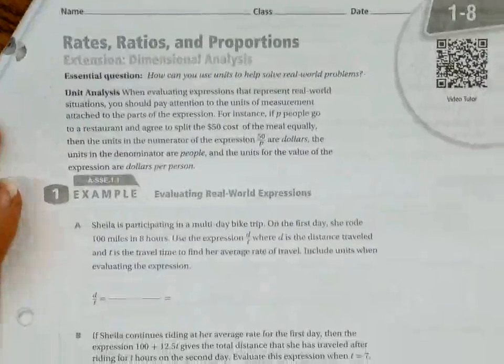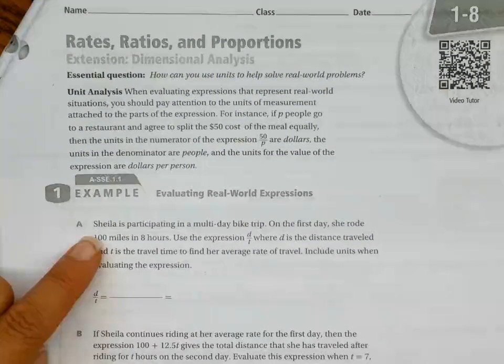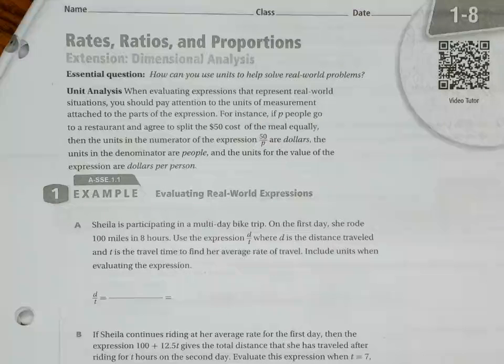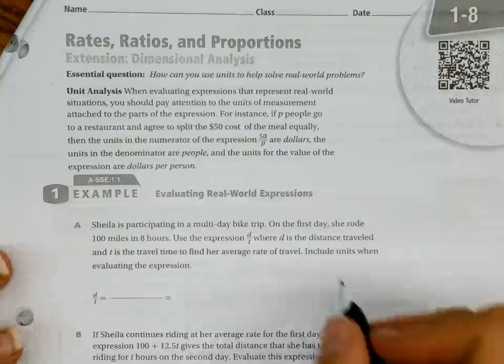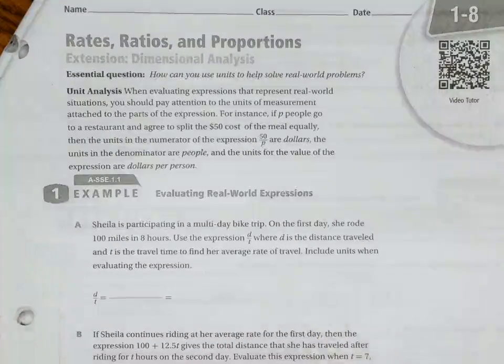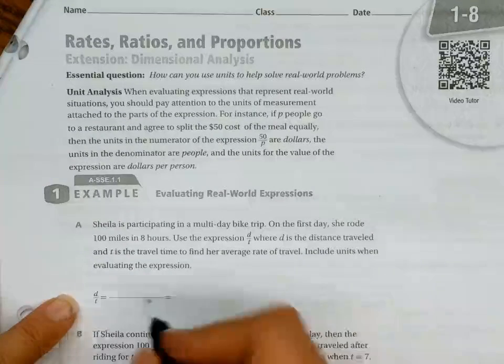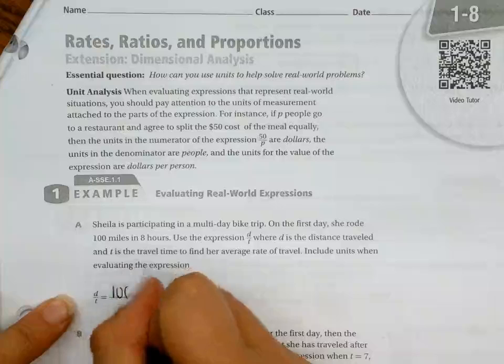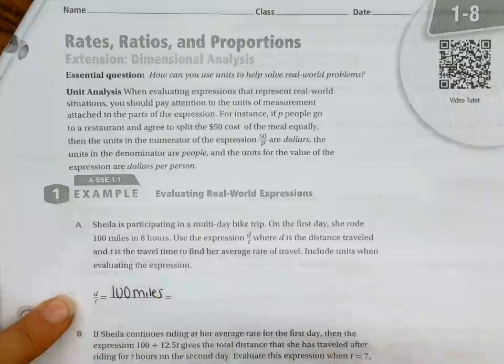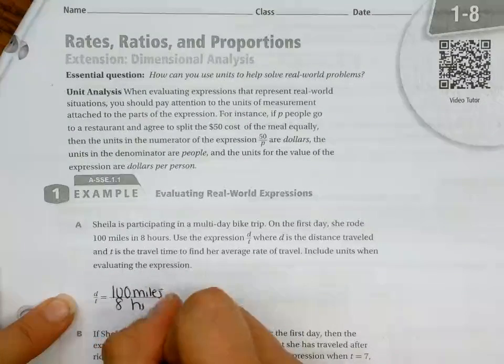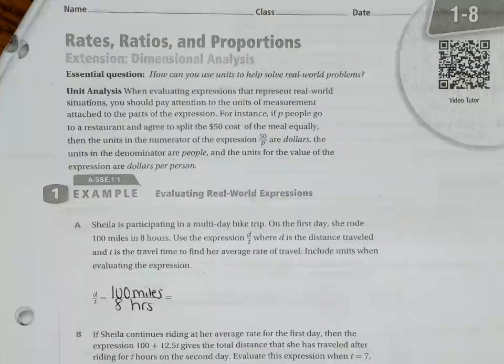Okay, so Sheila is participating in a multi-day bike trip. On the first day, she rode 100 miles in 8 hours. Use the expression d over t, where d is the distance traveled and t is the time traveled, to find her average rate of travel. Include units when evaluating the expression. All right, so if we're doing d over t, our distance is 100 miles, and our time is in hours, over 8 hours. Okay, so 100 miles over 8 hours.